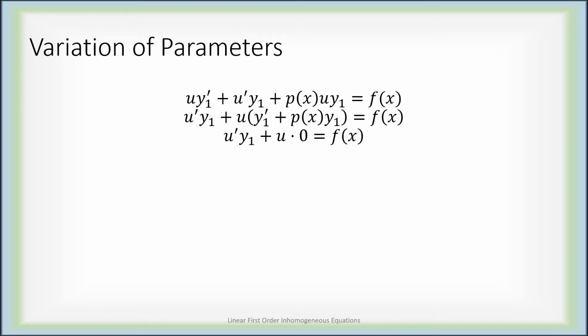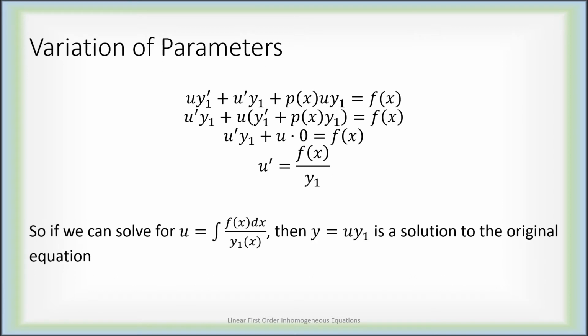So that parenthetical term must always be 0 under the assumption that y sub 1 solved the complementary homogeneous differential equation. And then we can get rid of it. We can now solve this for u prime. U prime must be f of x over y1, and maybe we can anti-differentiate that. So if we can solve that, u is an antiderivative of f of x over y1, and in that case, y equals u times y1 will be a solution to the original equation. There was the original equation there.